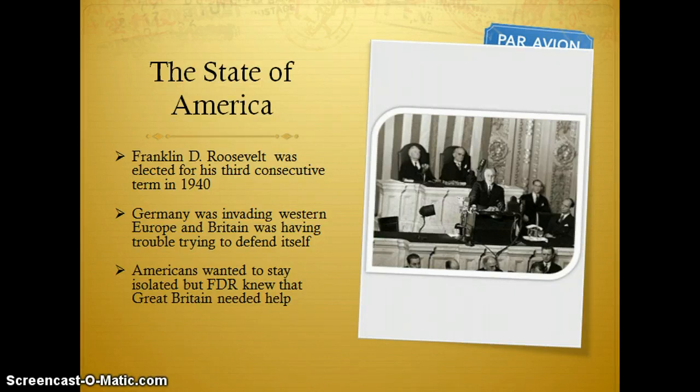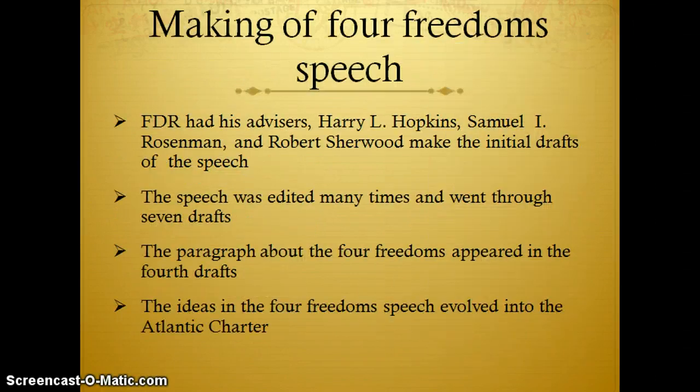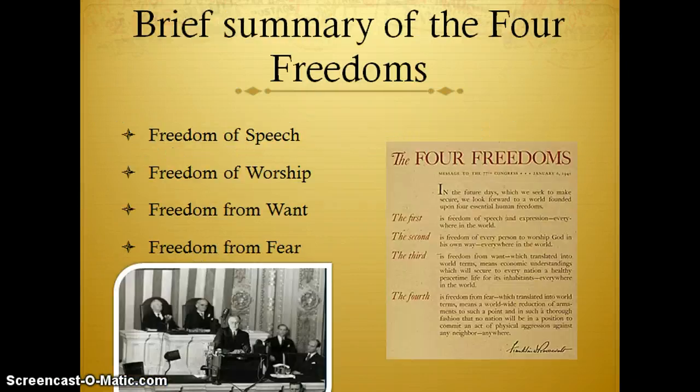FDR decided to make a speech and say it in the State of the Union address. He gave the task of making the first drafts of the speech to his advisors. During the fourth draft, the paragraph about the four freedoms appeared. The draft included four types of freedom: freedom of speech, freedom of worship, freedom from want, and freedom from fear.